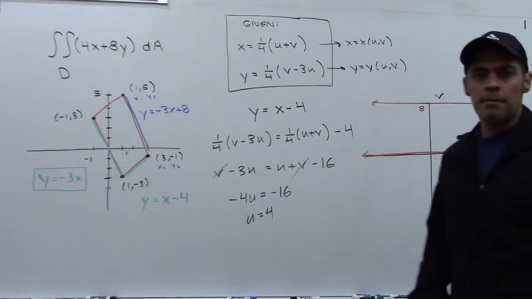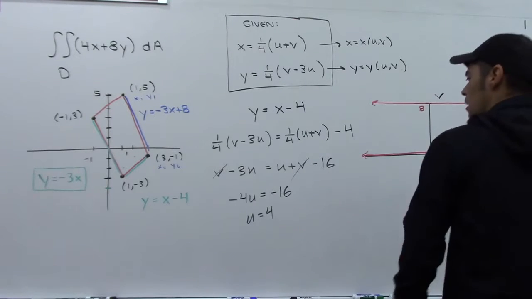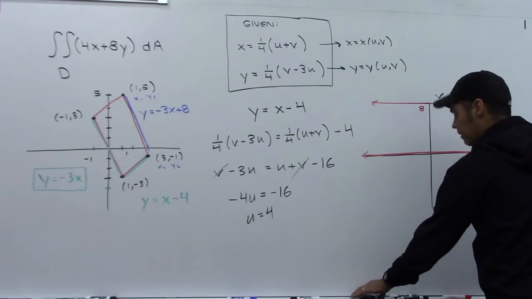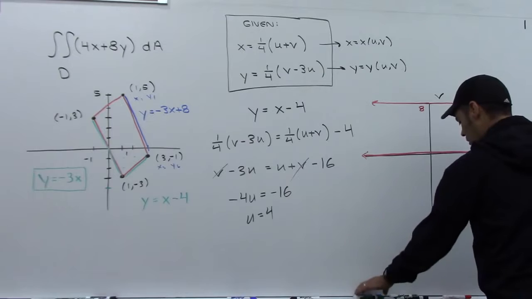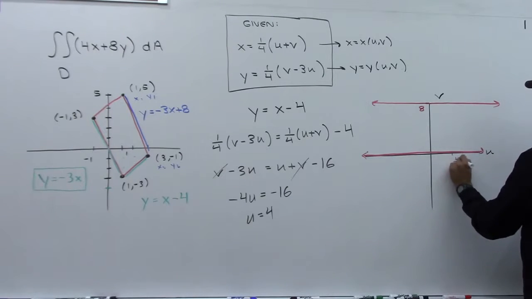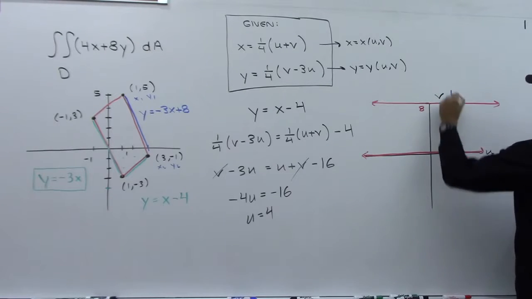So u is 4. How are we doing on time there? Yeah, we're okay. u is 4. So this time over here, u is 4. I'll use blue. u is 4 is about right here. And it's a vertical line. u is 4.